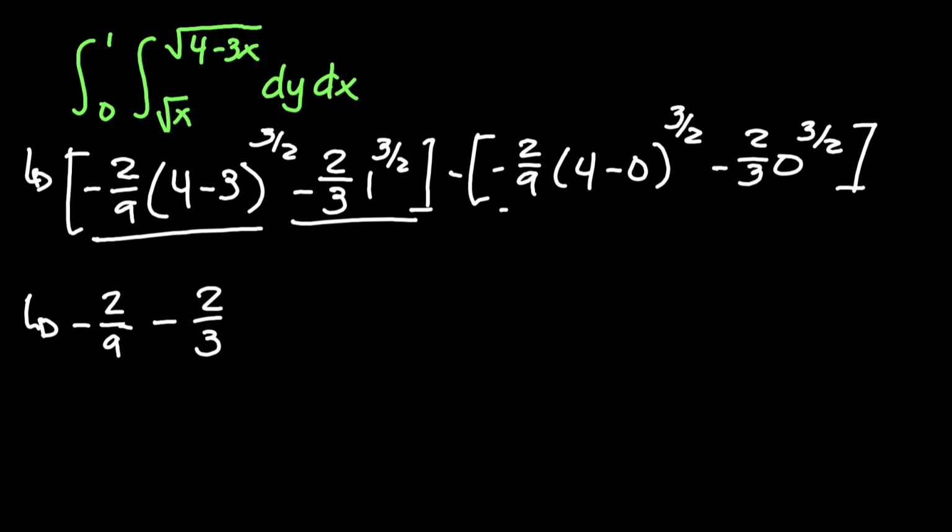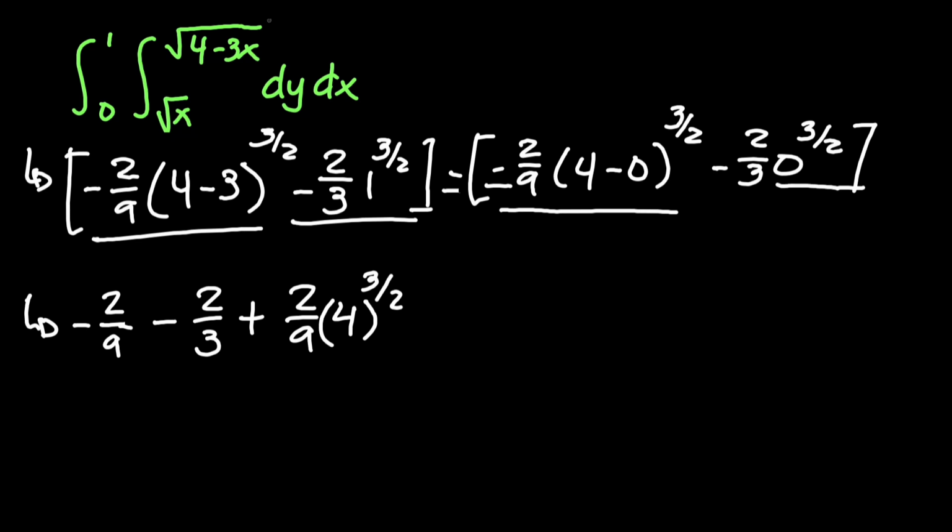And now let's focus on this. 4 minus 0 is simply 4. And so, since this is negative and distribute negative, in here you will have a positive 2 over 9 multiplied by 4 raised to the power of 3 over 2. 0 raised to the power of 3 over 2 is 0. And anything that multiplies by 0 is simply 0. And now, when you put this into a calculator, the final answer right here would be 8 over 9.